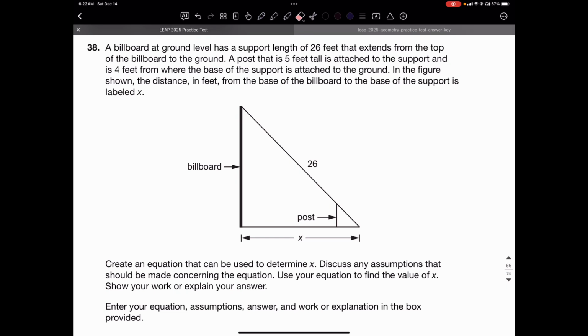Mr. Ford here. This is going to be a continuation of the videos on the LEAP 2025 geometry practice test. This is problem number 38.